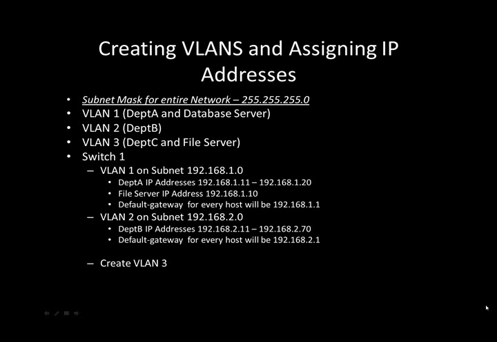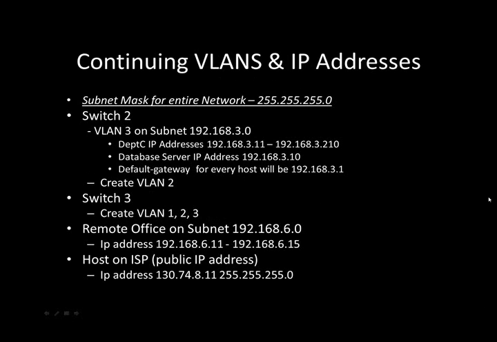We also created VLAN 3 and continue on to VLANs and IP addresses. The subnet mask for the entire network is 255.255.255.0. For switch 2, VLAN 1 and 2 are default. VLAN 3 is on subnet 192.168.3.0. The Department C IP addresses are 192.168.3.11 through 192.168.3.110. The database server IP address is 192.168.3.10, and the default gateway for every host would be 192.168.3.1. We also created VLAN 2.